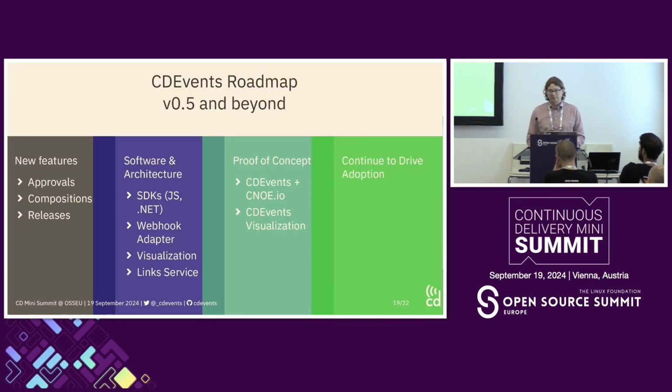For the roadmap, we have some new features for the spec that we are thinking about, approvals, compositions. In terms of software, more SDKs we would like to have, like a JavaScript SDK would be really good. You can use them in GitHub Actions, but we need a JavaScript contributor. So if you know JavaScript and you're interested, let us know. Webhook adapter, visualization services, we have prototypes, and the link service we want to build. And we are also looking to build some proof of concept together with the Canoe folks and with visualization. And we'll continue to drive adoption in the various tools.